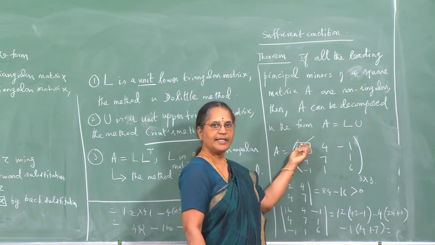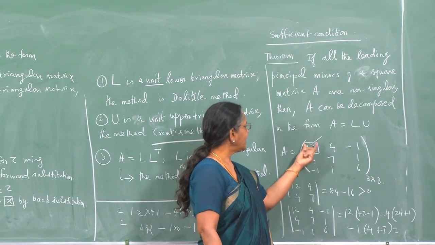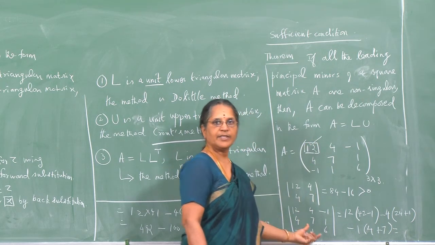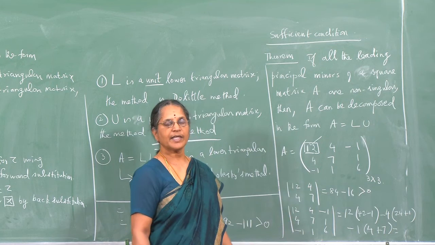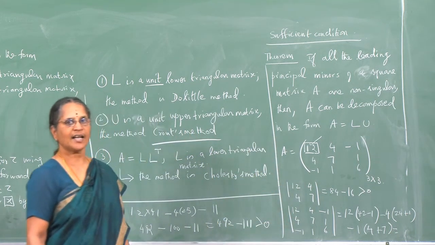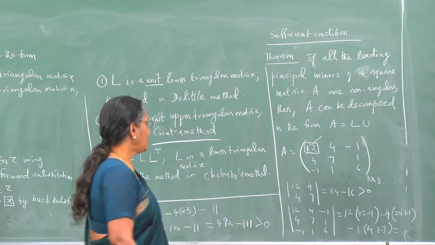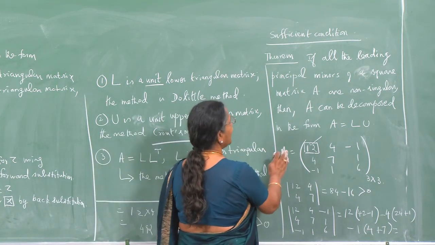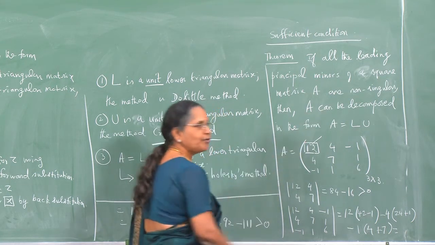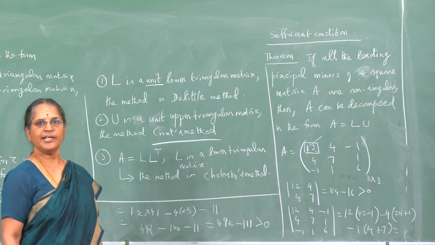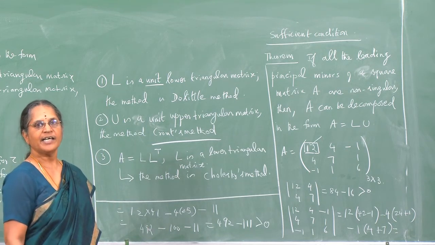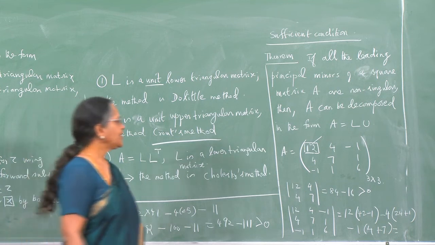minors, namely principal minors of order 1, order 2 and order 3 are all positive, and therefore, all the leading principal minors are non-singular, and therefore, the given matrix A is such that it can be decomposed in the form L into U, or A has a decomposition in the form LU.